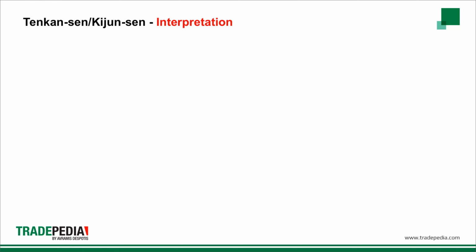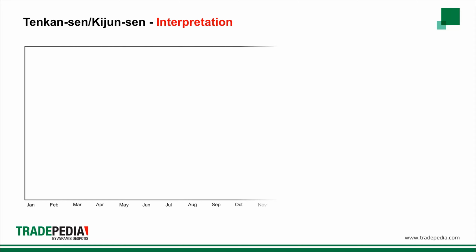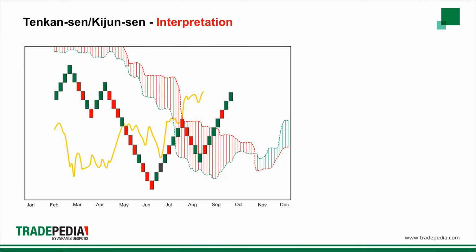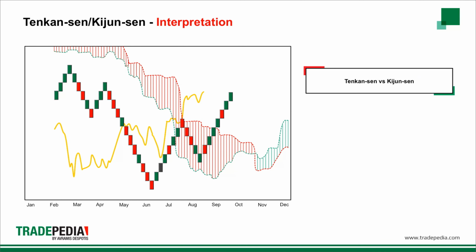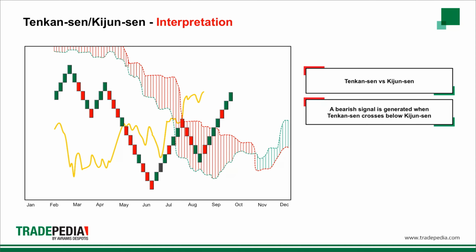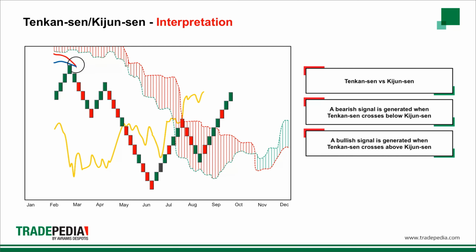The next one that we have is our Tenkan Sen as well as our Kijun Sen. This is regarding the signals of the Tenkan Sen and Kijun Sen. A bearish signal is generated when your Tenkan Sen crosses below the Kijun Sen, like this. And a bullish signal is generated when the Tenkan Sen crosses above the Kijun Sen.